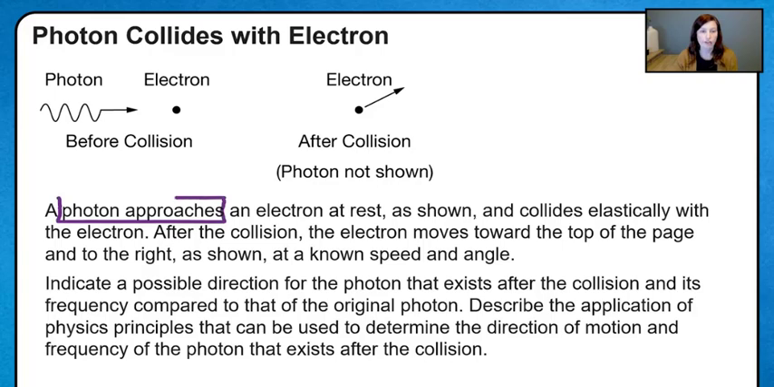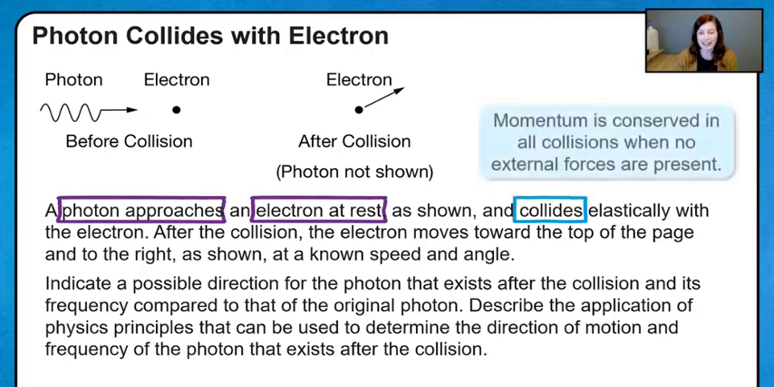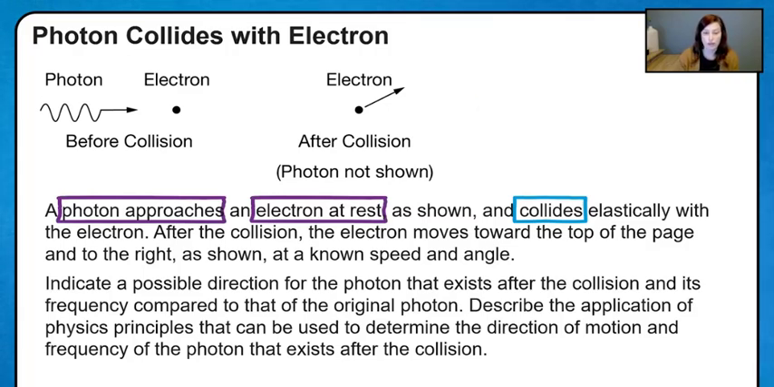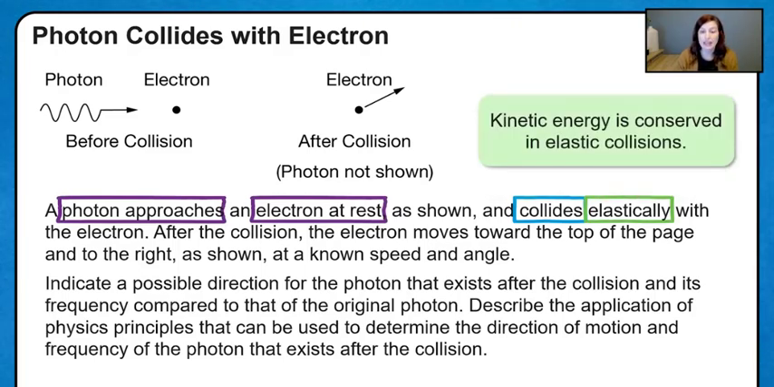First of all, the photon approaches the electron. So the photon is moving, and we're told the electron is at rest. The photons collide. Anytime we're dealing with a collision, we're dealing with conservation of momentum. Momentum is conserved as long as there are no external forces. Also, the collision is elastic. When a collision is elastic, that means kinetic energy is conserved. So keep that in mind.